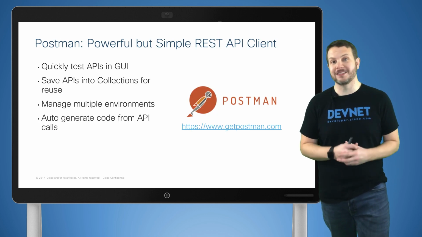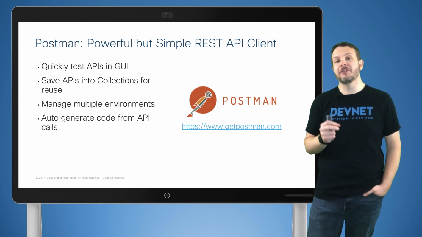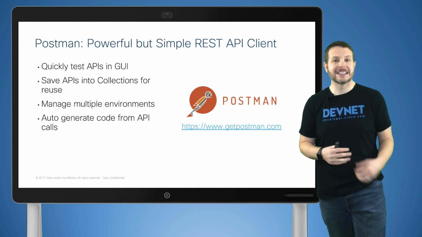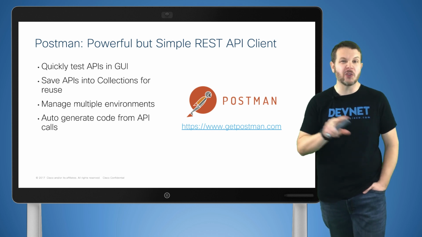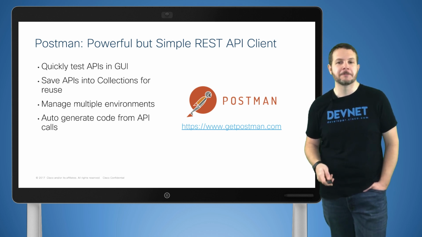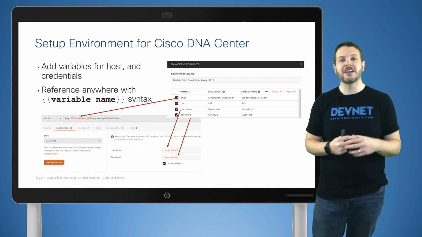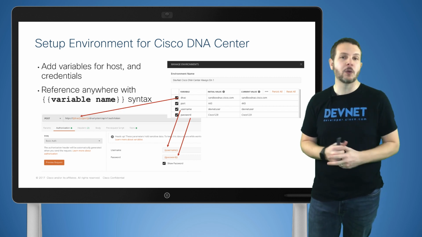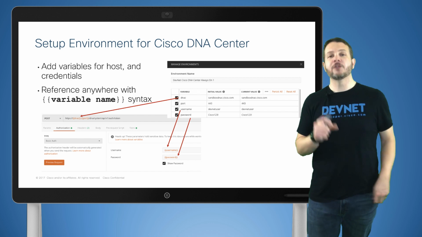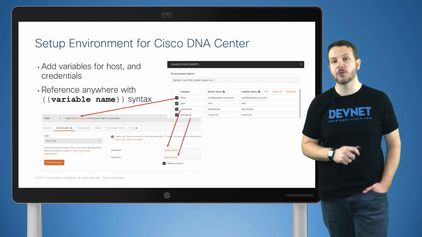Now, as with all REST APIs, I recommend you try out Postman as your entry point to using those. Postman is a simple but very powerful REST API client that allows us to test those APIs in a GUI, store them into collections, set up environments so that we can target different endpoints, multiple Cisco DNA Center appliances, even auto-generate code from those APIs that we can take advantage of. Now, the first step with Postman is to set up the environment for Cisco DNA Center. And you'll do this by creating new variables for the DNA Center IP address or fully qualified domain name, username, password, maybe even the port in case you're running on a non-standard port. Those variables are then usable inside of URI requests or header values or authorization information, all sorts of places.